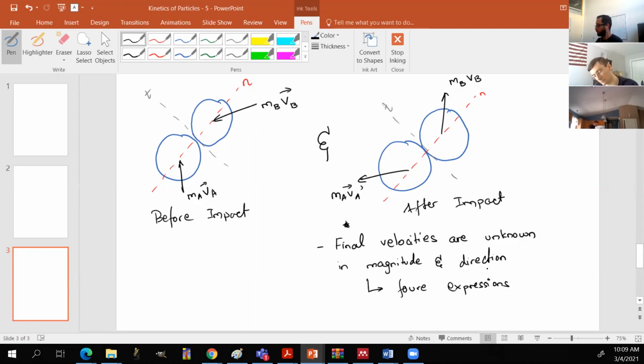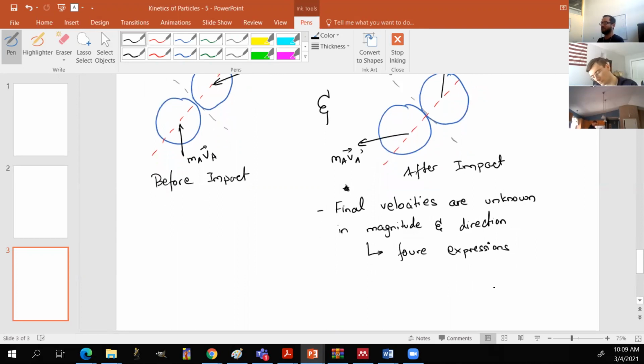Two expressions drop out really easily by just conserving the momentum of the body along the perpendicular direction to the line of impact, right? Because there's no impulse happening there. Momentum should remain conserved. What that ends up meaning is that the tangential components of the velocities before and after impact remain the same, for each particle.